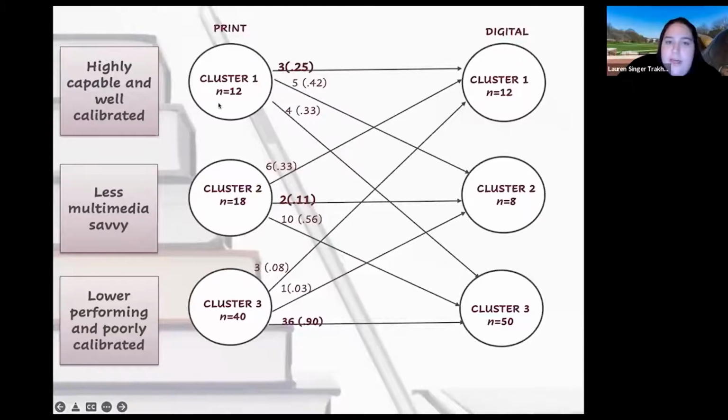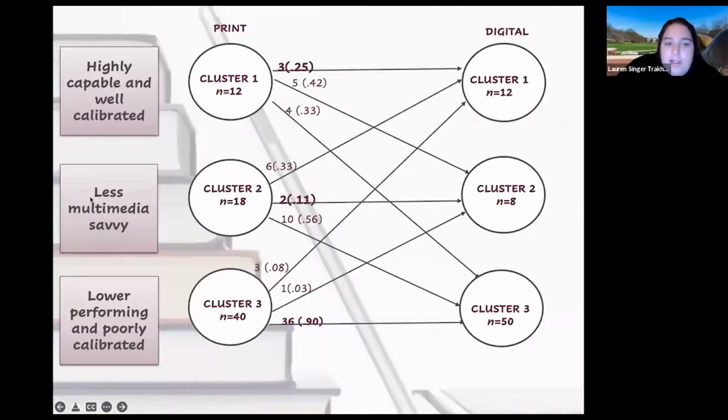So again, I want you to take a moment and look at this. The number outside the parentheses is the number of people in that cluster group that moved. And then here is the percentage. So the distribution across here in print, you can see most of the students were lower performing and poorly calibrated to begin with. Once they moved to digital, that cluster grew even more. 50 of the total participants moved to that group.